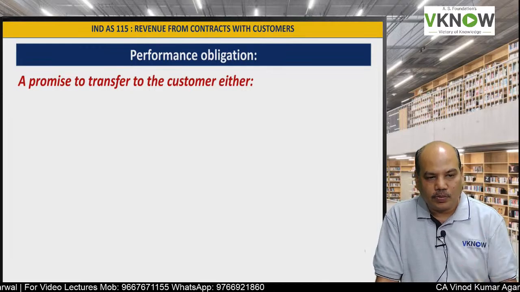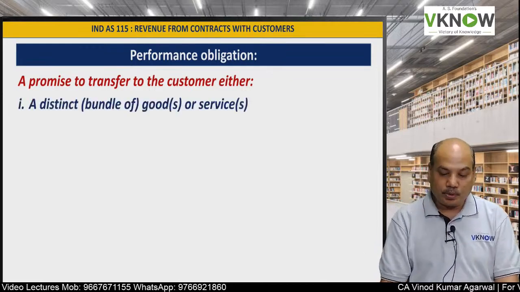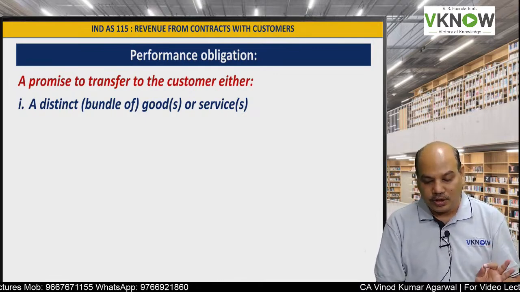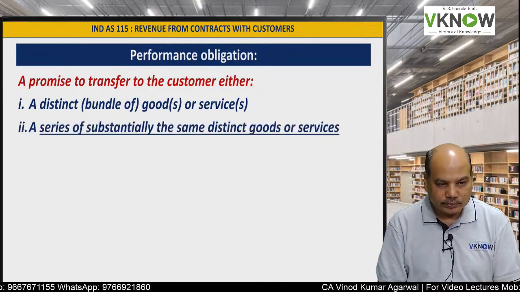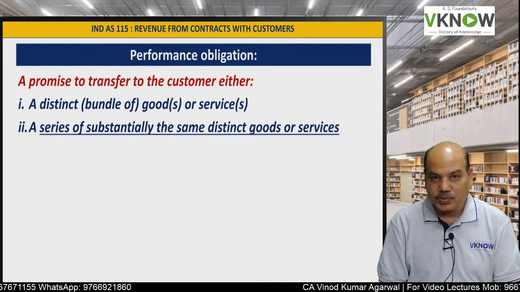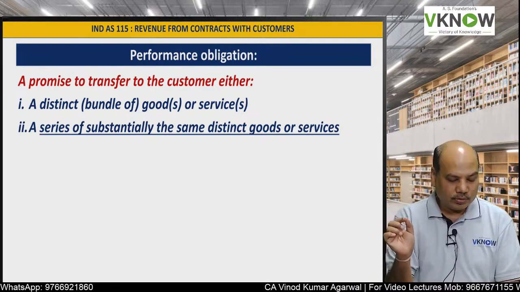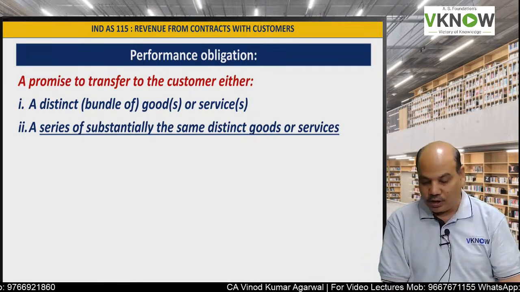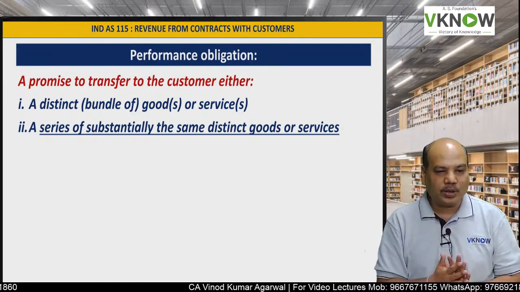What is performance obligation? Performance obligation means a promise to transfer to the customer either a distinct good or service, or a bundle of goods or services, or a series of substantially the same goods or services. So it can be one good. I sell you one mobile phone if I am a mobile phone dealer, or you have given me an order to deliver 2000 mobile phones.